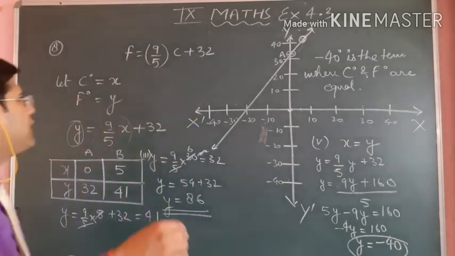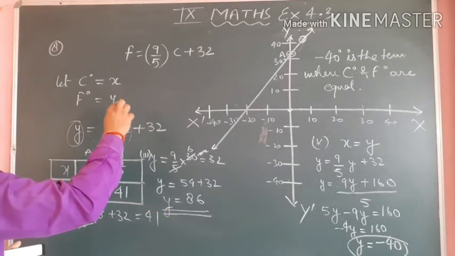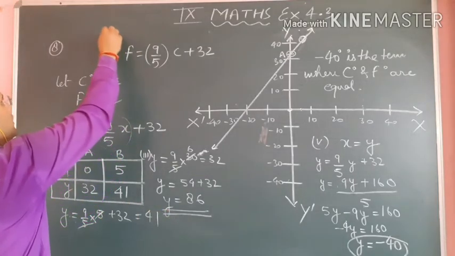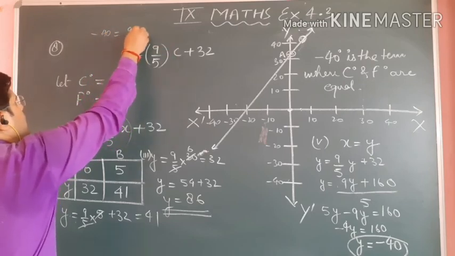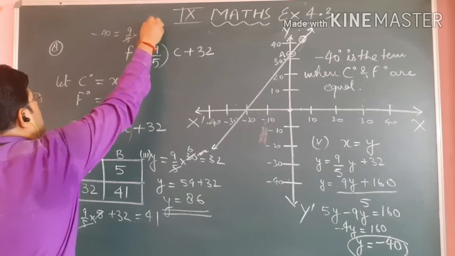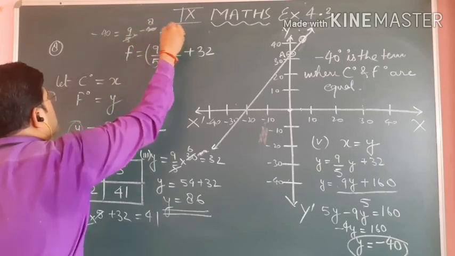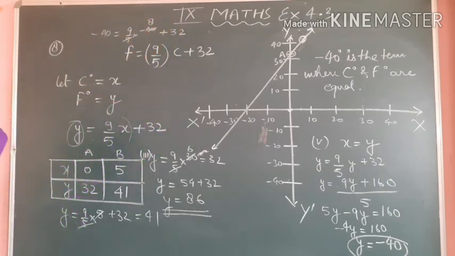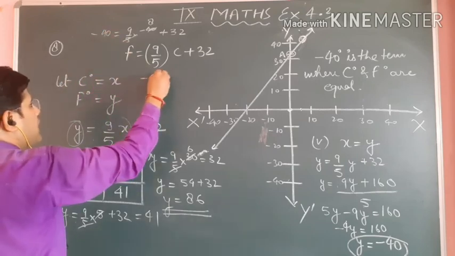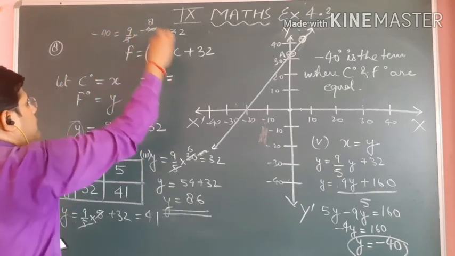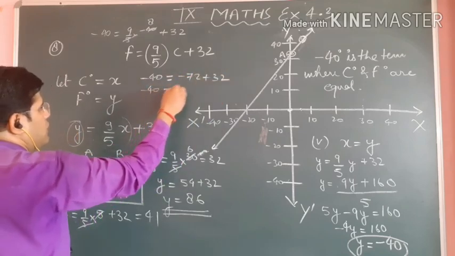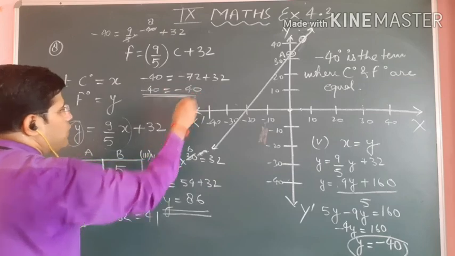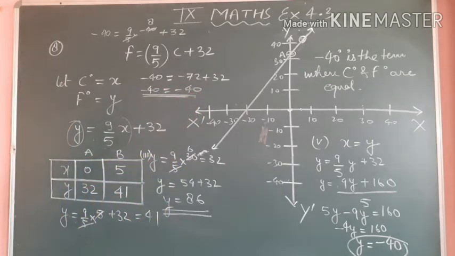Now if you want to verify that, you can verify it also. Here we input minus 40, and here also 9 upon 5 into minus 40. 5 eights are 40, 9 eights are 72, so minus 72 plus 32. So minus 40 is equal to minus 40. So what I told you by this sum, by this method, you can do any sum.